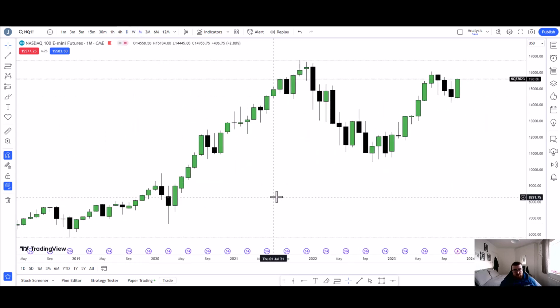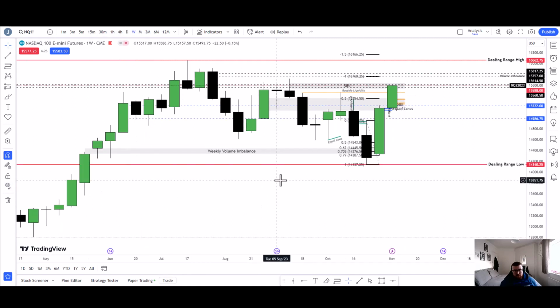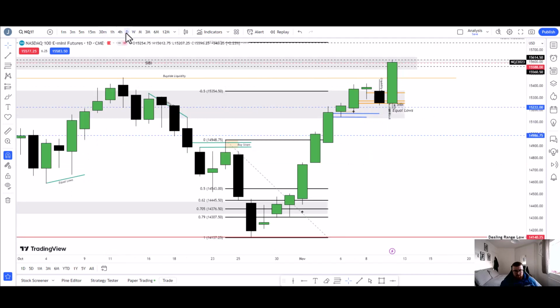So I'll just go from a week. So this is the only real level I have noted here on Nas. As you can see, we have a weekly volume imbalance there. Okay, now let's go back to a daily.